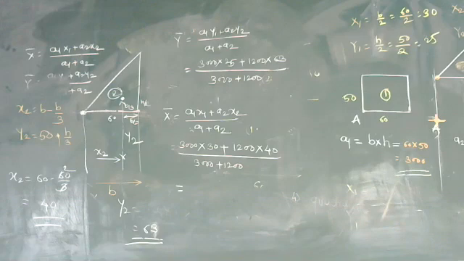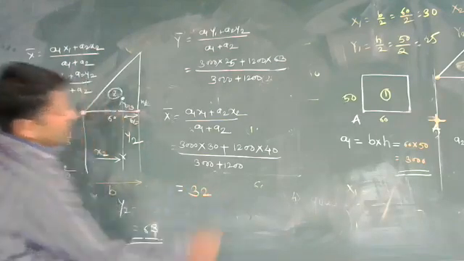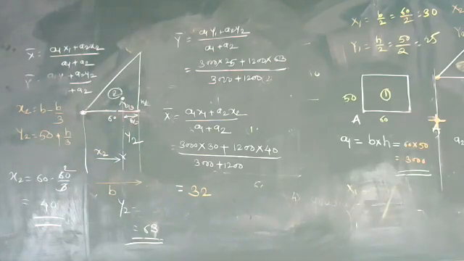x bar equal to 32.8. Now do the calculation. How much is it? 32.8, X bar is 32. Yeah, 32.8. X bar is 32.8. Okay, and Y bar? Y bar equal to 0.8.